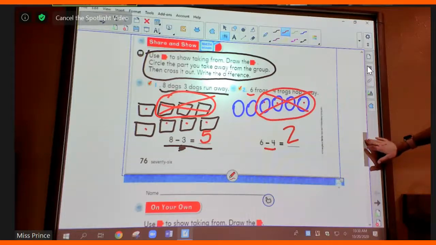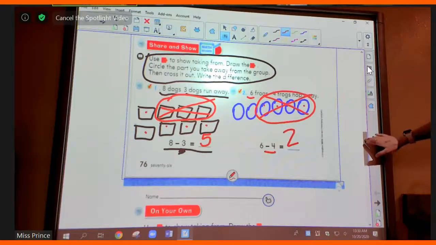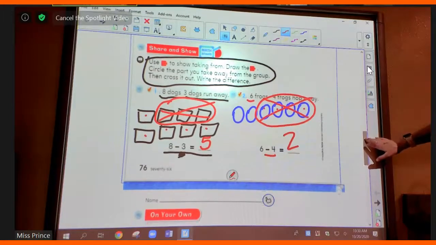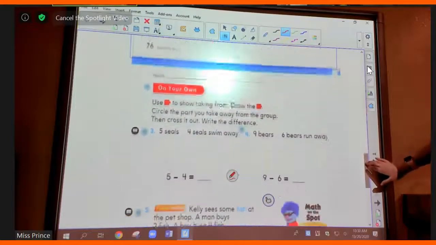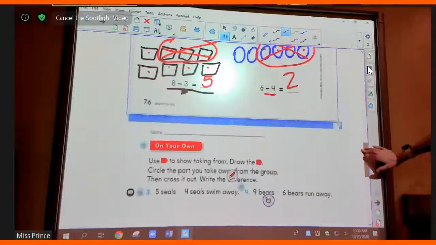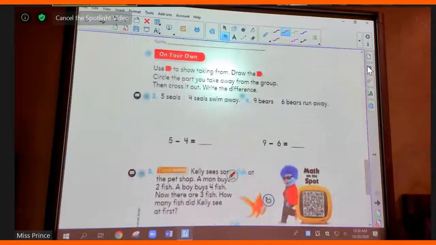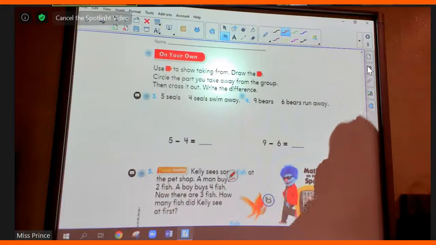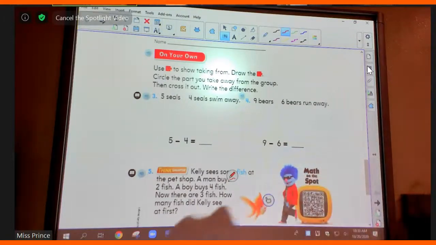Aaron, how are you doing? Are you on the same page as I am? I'm on the same page. Okay, one more page, boys and girls. This is page 77, so make sure you turn the page. And we're on page 77. We do have a math on the spot, so we need to make sure we show respect so we can have that ready to go.